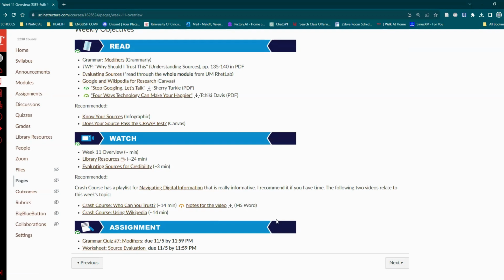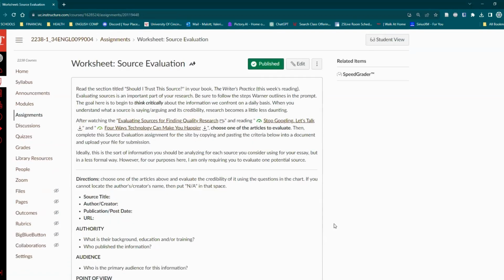The assignments this week are, as I said before, grammar quiz number 7, and then a worksheet on source evaluation. I will open this one up so that you can see it and I can talk a little bit more about it. So after you've done the reading from the writer's practice this week, and if you want to skip that, you can, but then make sure that you watch that Crash Course video. They're both talking about the same topic. Who can I trust? Should I trust this source?